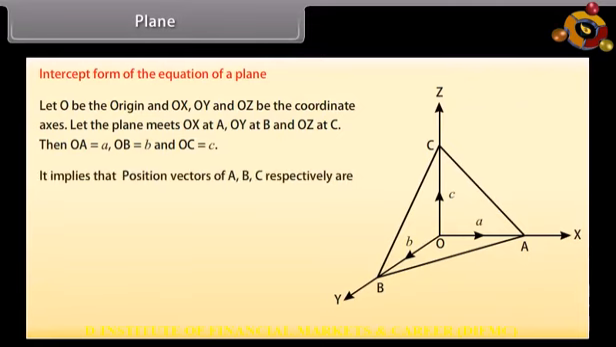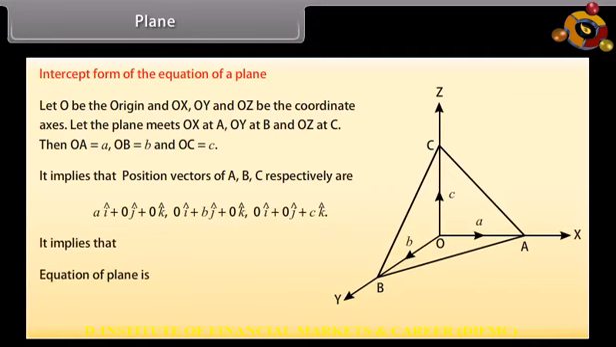It implies that position vectors of A, B, and C respectively are a i cap plus 0 j cap plus 0 k cap, 0 i cap plus b j cap plus 0 k cap, 0 i cap plus 0 j cap plus c k cap. It implies that equation of plane is x by a plus y by b plus z by c equals 1.